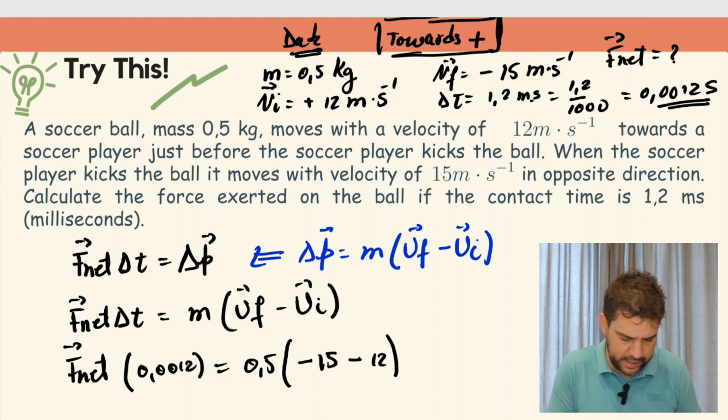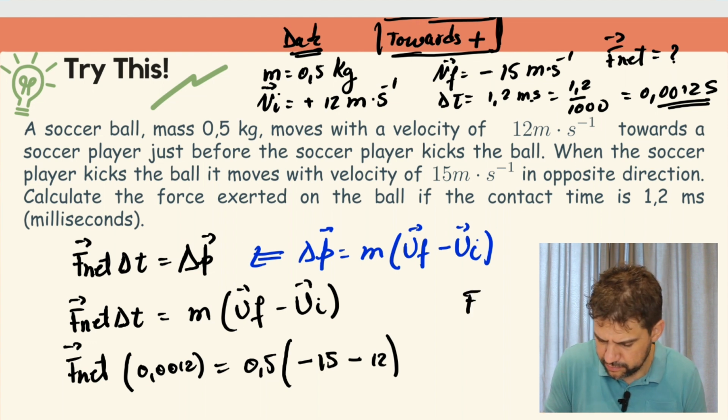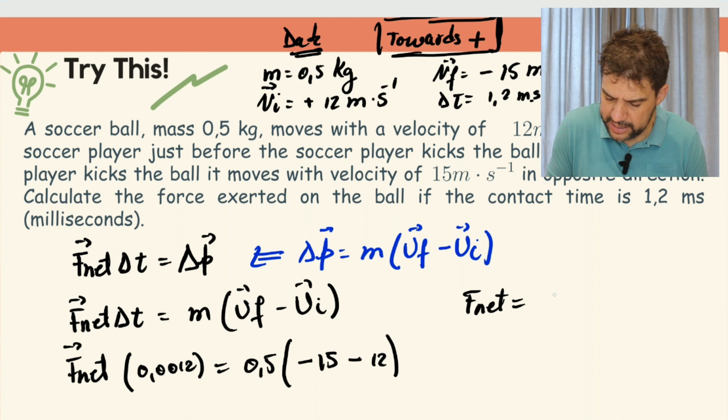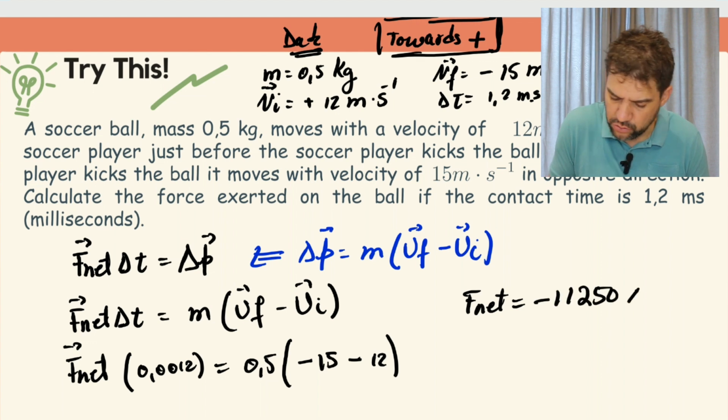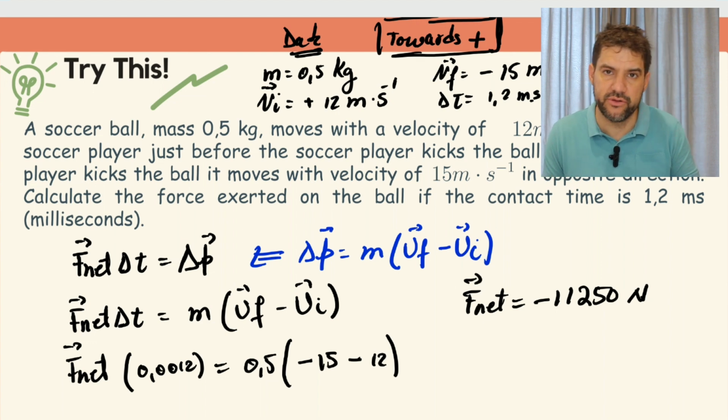I did all the calculation, but I want to make sure once more. It is minus 12. This is equal to minus 27 times 0.5. This is a very easy calculation, guys, and then divided by 0.0012. You get the final answer for net force is equal to negative 11,250 Newton. Note the following: that minus means direction. That is the final answer.